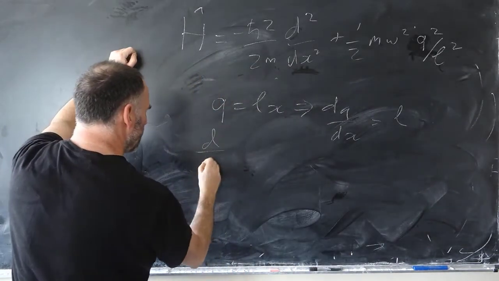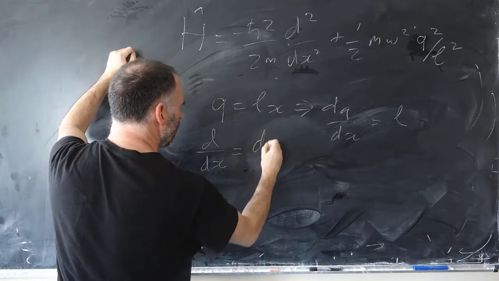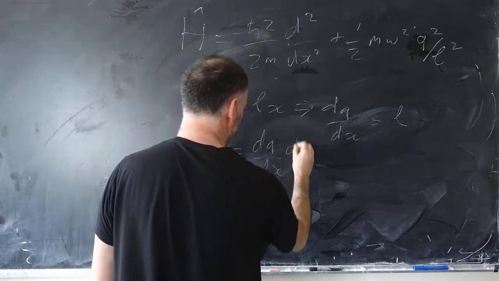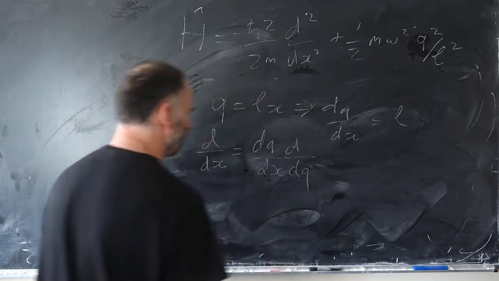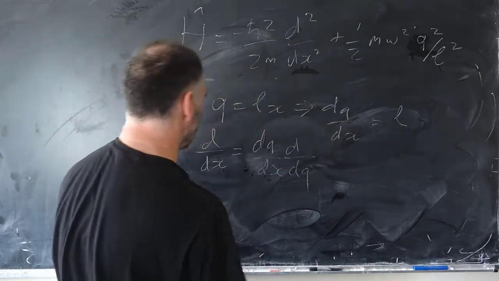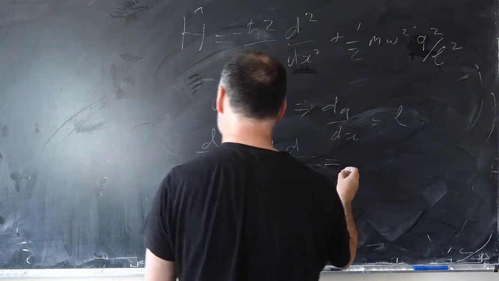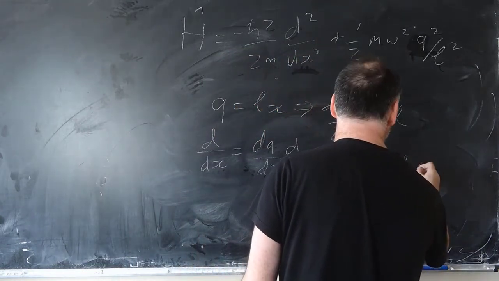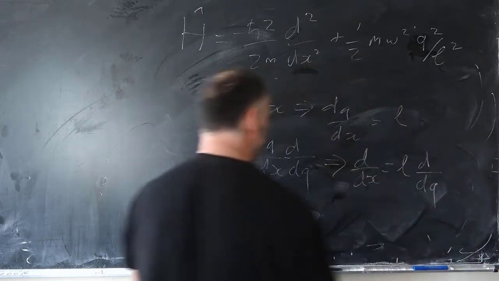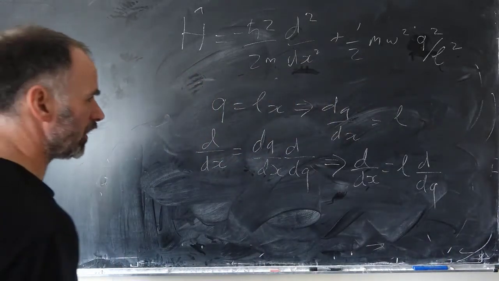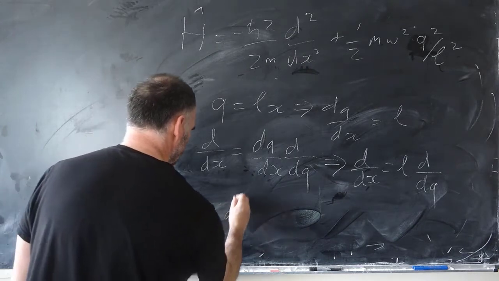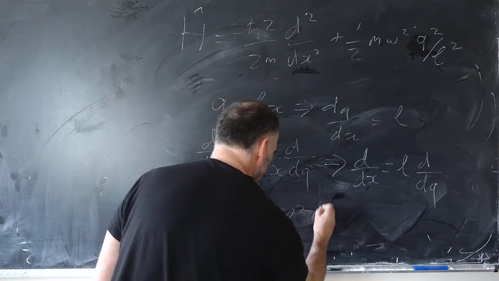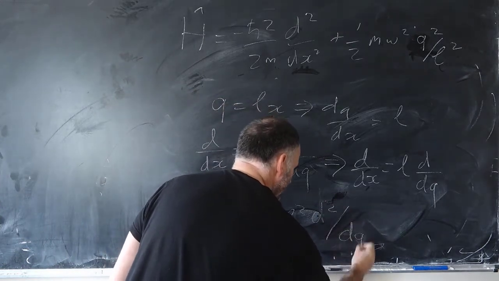What's d/dx? So d/dx is going to be dq/dx times d/dq. Ultimately, remember we're translating this to d squared/dq squared. We know dq/dx is equal to L, so that implies d/dx is equal to L d/dq. Apply that argument again, and that implies d squared/dx squared is equal to L squared d squared/dq squared.